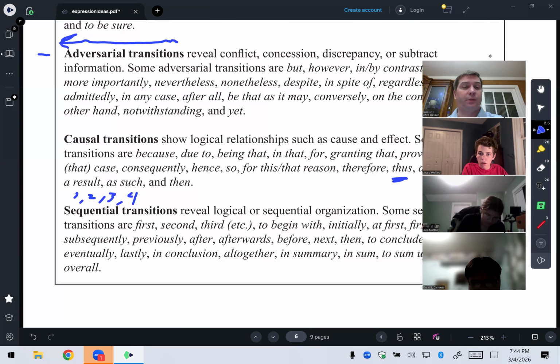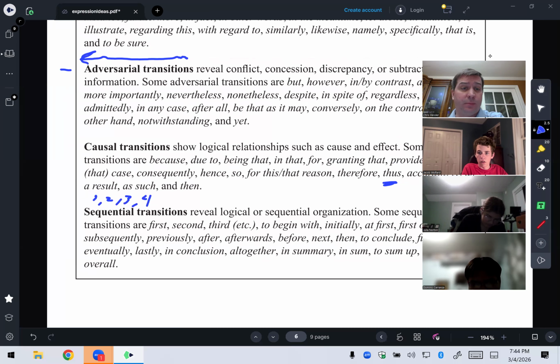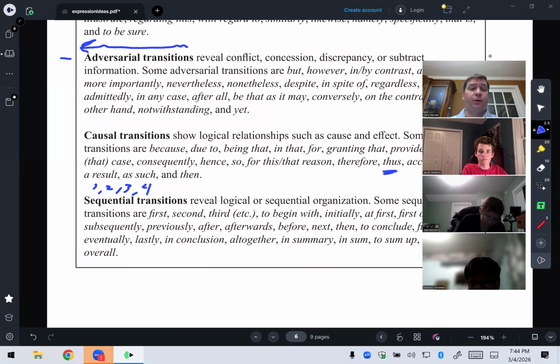1, 2, 3, 4, 5, 6. We can use cardinal numbers if we need to, first, second, third. We can just sequence information in various ways. So first, second, third, or firstly, secondly, thirdly. Here are some beginning ones. To begin with, initially, at first, first of all, subsequently. I can add one. But the nice thing is, English permits me to go backwards. Previously, we can move around as necessary. Previously, after, afterwards, before, next, then, and then here are just a bunch of concluding ones.